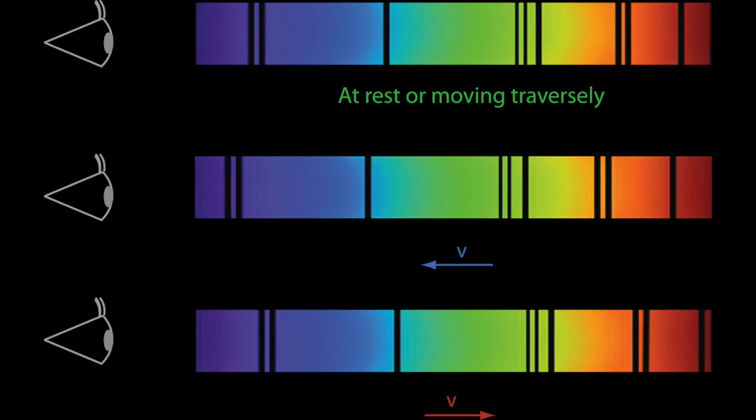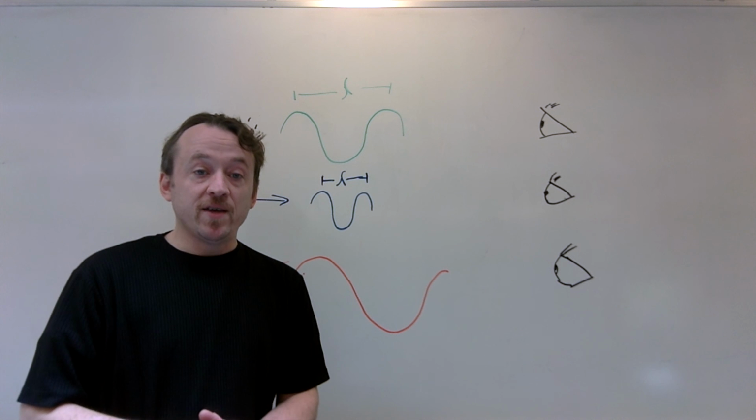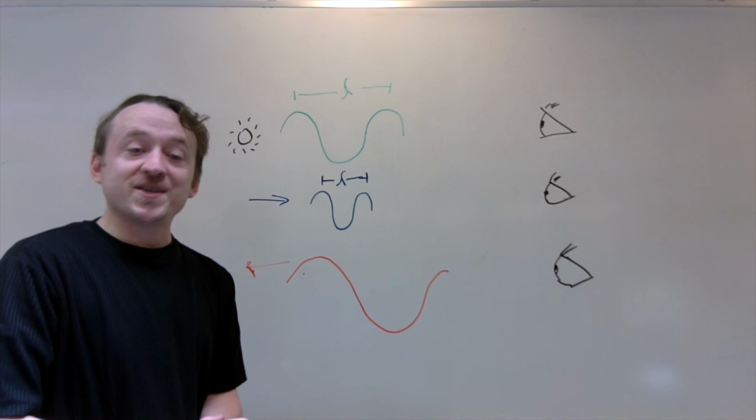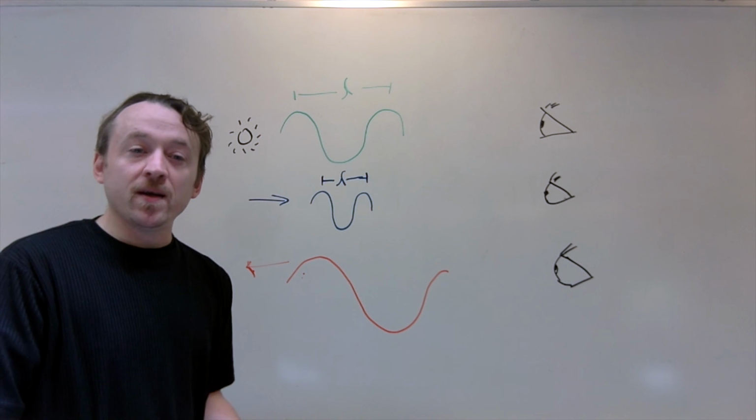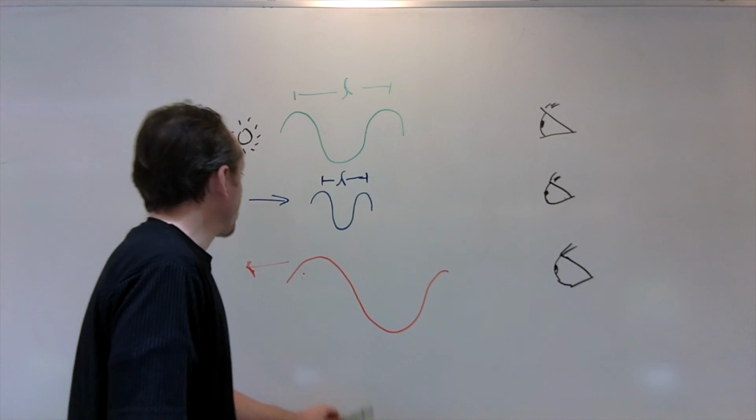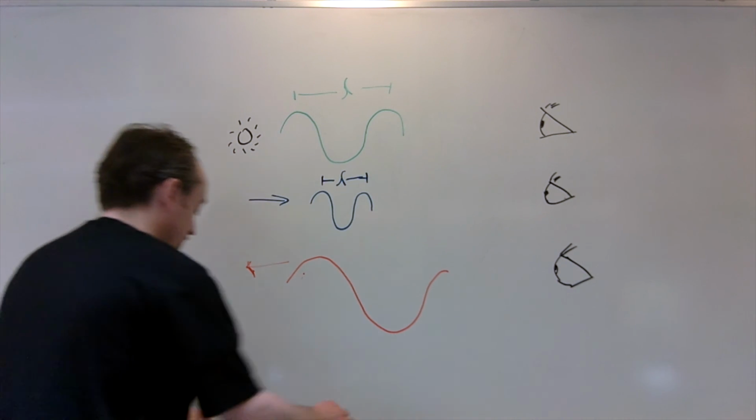If you look at the unshifted versus the blue shifted, you'll see that it shifts towards the blue end of the spectrum. If you look at the unshifted versus the red shifted, you'll see it goes towards the red end of the spectrum. So in conclusion, we have a mechanism by which we can determine how the stars move relative to us, which is a really powerful tool.